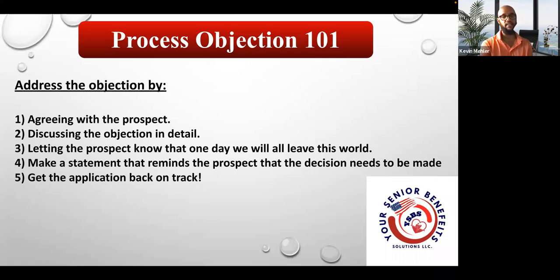And last but not least, get the application back on track, right? It's okay to go over objections, stop for a moment, but then once you've addressed it and you're good to go, give it another try and say, all right, so what's the date of birth again? Or whatever you need on the application, okay?